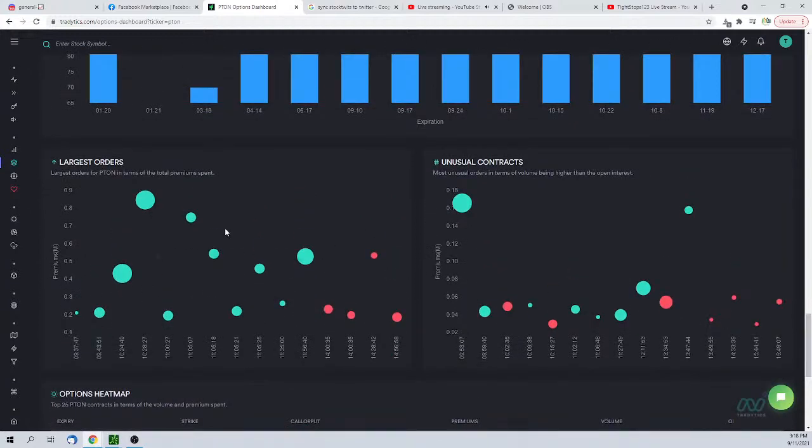Unusual contracts and largest orders. So 70 contracts for 42.83 at the 42. So 79, 17, 20, 21 for $42 million.